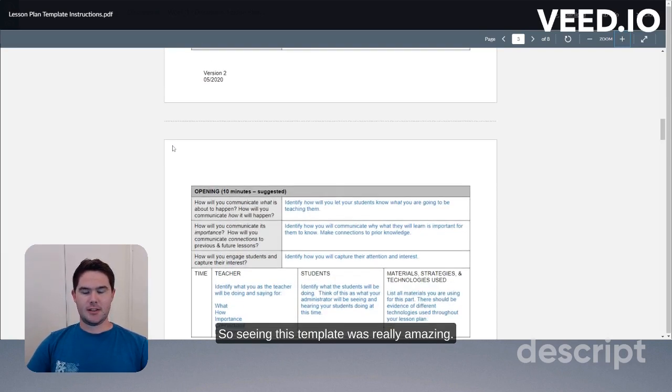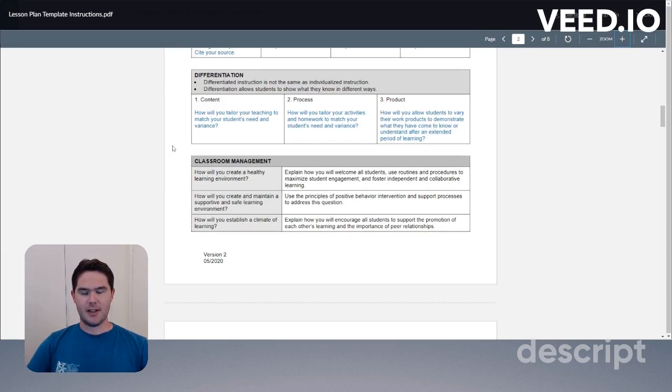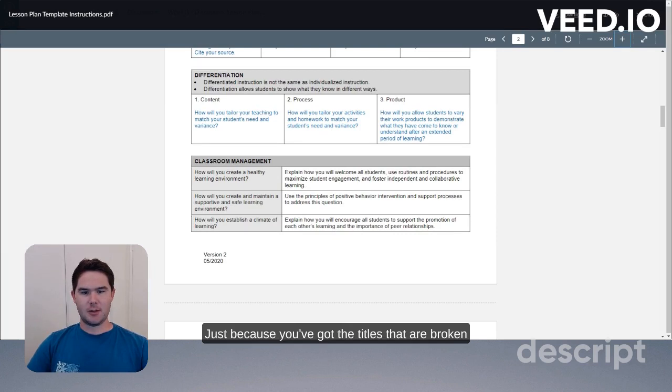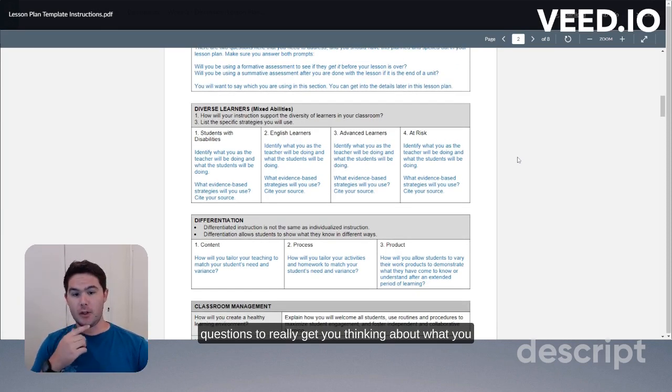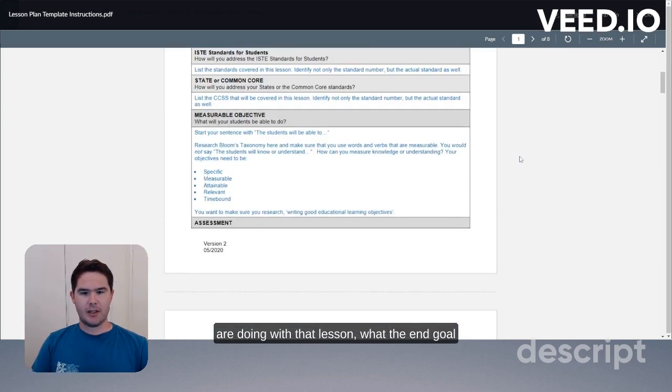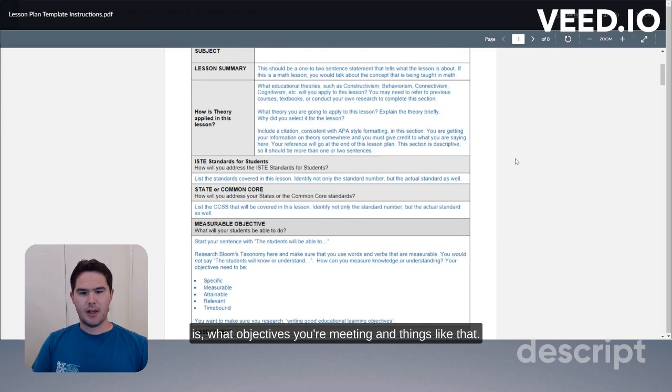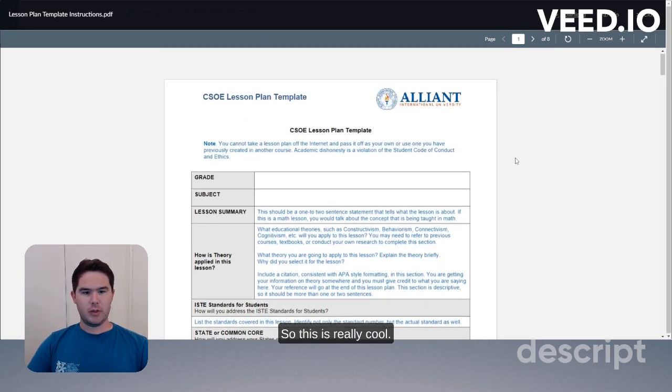So seeing this template was really amazing, just because you've got the titles that are broken down into what that title means, and then it's further broken down into content, process, product, and then even those are further extrapolated on with even more questions to really get you thinking about what you are doing with that lesson, what the end goal is, what objectives you're meeting, and things like that. So this is really, really cool.